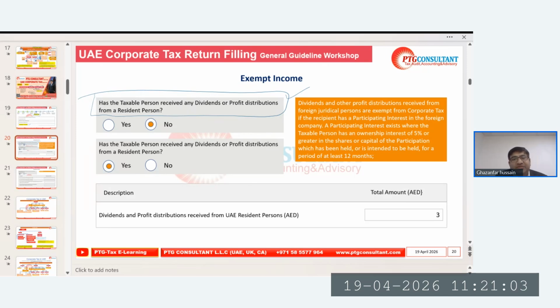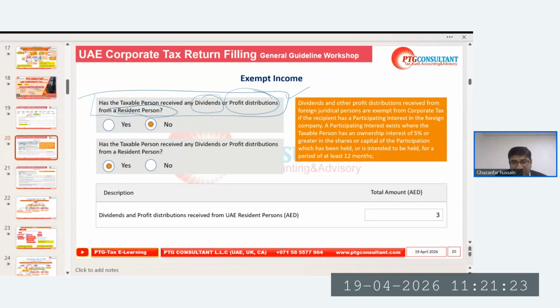For the exempt income, the first question is coming. The taxable person received any dividend or profit distribution. The important part is a resident person.